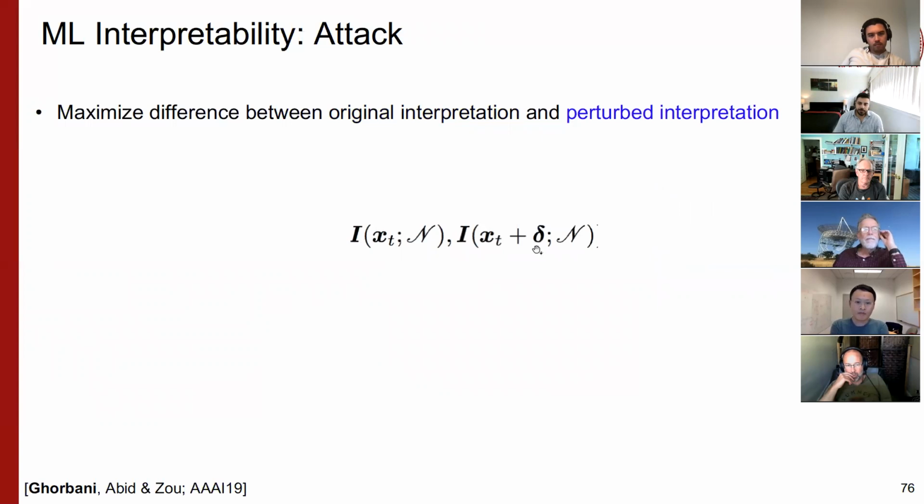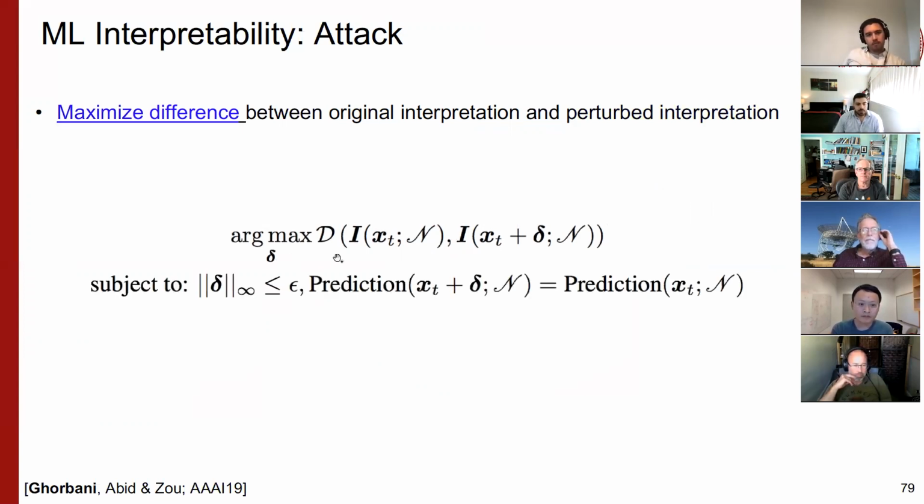So I perturb my input with perturbation delta, and I look at the perturbed input's interpretation. Then I look at how different they are. So this is the measure of difference. Then I try to maximize this difference, but I cannot have any delta because I don't want my attack to be discovered. So there are basically two constraints. First of all, delta should be bounded. If it's an image, it's usually bounded in L-infinity norms such that x_t and x_t plus delta are visually similar.